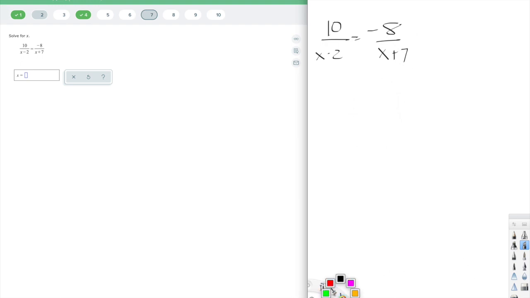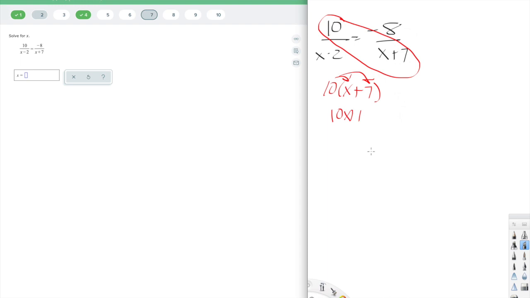All right, so we're going to do the same thing. We're going to cross multiply. So 10 times x plus 7. Remember, this means we're going to distribute this 10. Plus 70, because I have 10x and 70. And then I'm going to go equals, and I'm going to cross multiply the other way here. So it's going to be 8 times x minus 2. And I'm going to distribute that 8. So I'm going to have 8x minus 16.